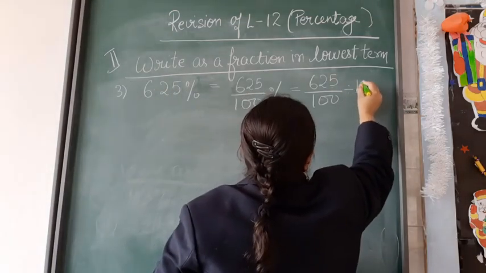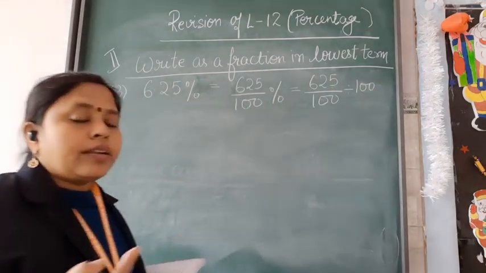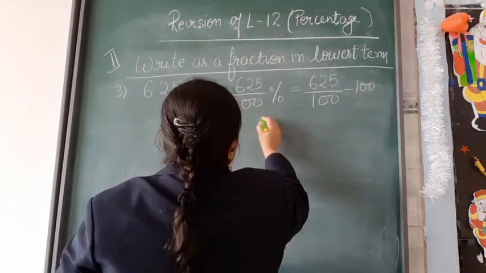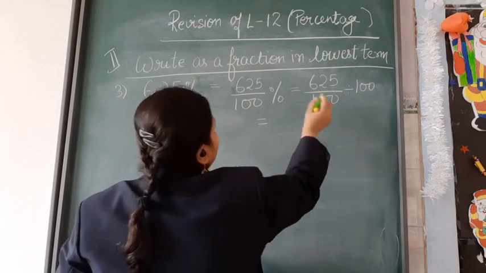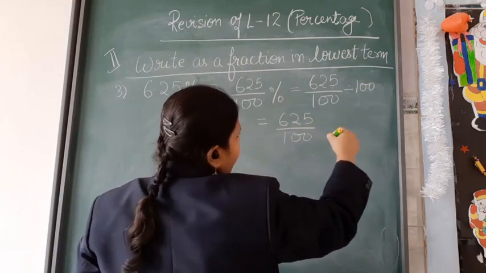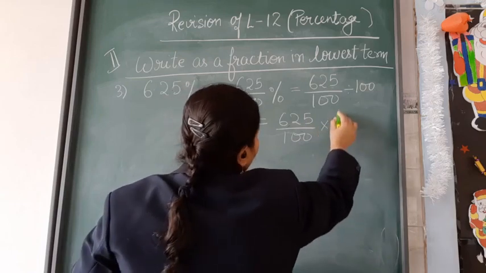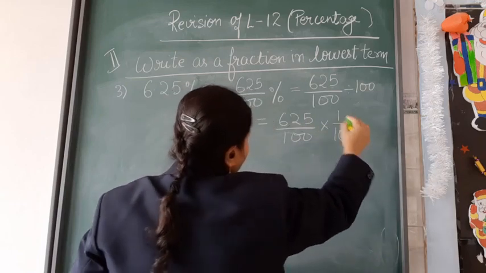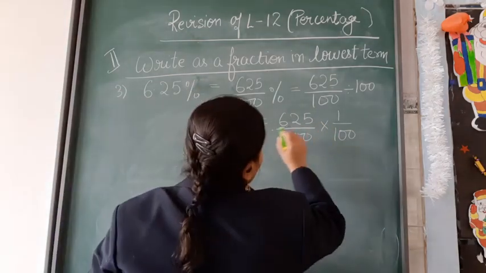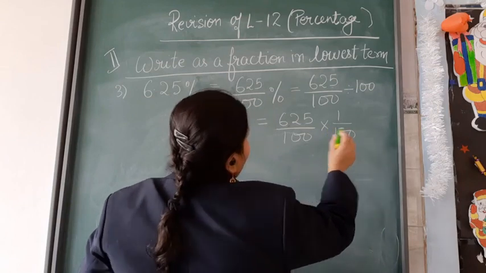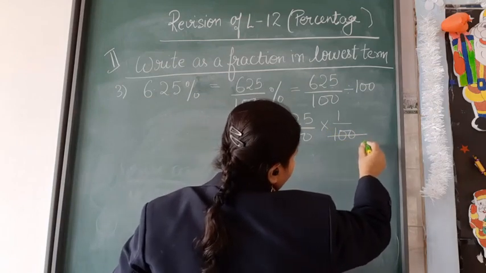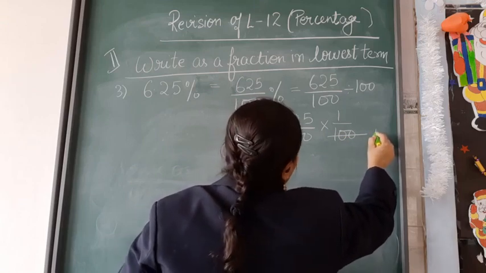And now we will follow the same procedure as we have done in the previous part of question number 2, that is in the second part. So when we are dividing a fraction, which is 625 upon 100, by any number, we will write the reciprocal of that number. Okay, so we will write the reciprocal of 100, that is 1 upon 100. And now let us divide. So we can divide 625 and 100 by the common number 25. So when I divide 100 by 25 in the denominator, I get 4.